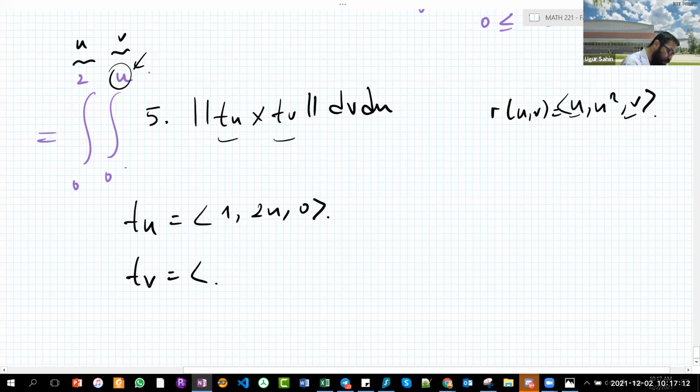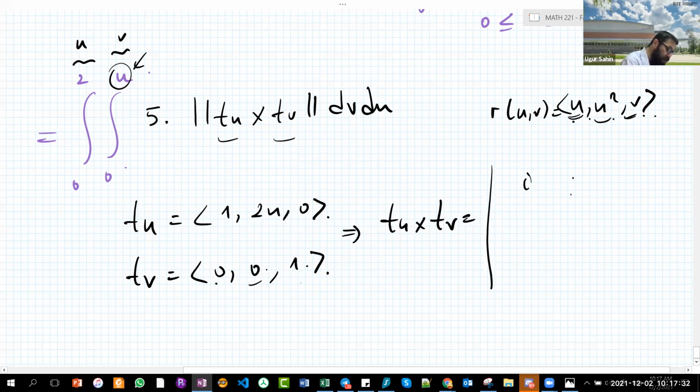And also, the vector v derivative is going to be 0, 0, 1, right? Derivative of u with respect to a is 0. Derivative of u with respect to u is 0. And then derivative of v with respect to v is just 1. We should go ahead and find the cross product after having these two vectors: i, j, k, and then 1, 2u, 0, 0, 0, 1.